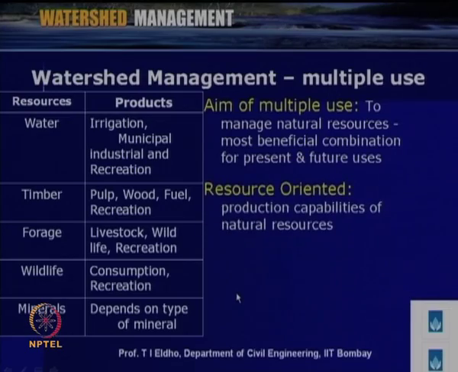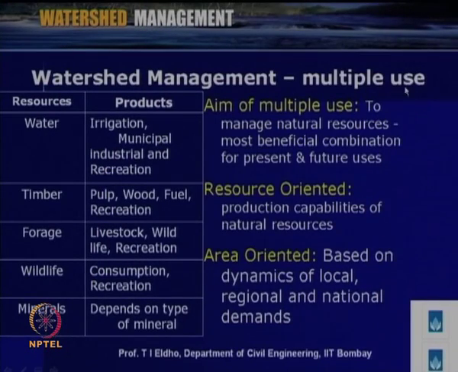Now we have seen the various strategies we adopt for watershed management. You can see that for the watershed there are various resources which we will be managing within the perspective of watershed management. For the given resources, multiple uses will be there, and multiple stakeholders will also come into the picture. So, in this slide you can see watershed management within the perspective of multiple uses. The aim of multiple use is to manage natural resources with the most beneficial combination for present and future uses.